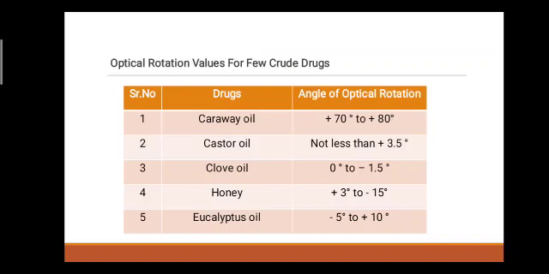Optical rotation values for a few good drugs. First drug, caraway oil, angle of optical rotation plus 70 degrees to plus 80 degrees. Second, castor oil, not less than plus 3.5 degrees. Third, clove oil, 0 degrees to minus 1.5 degrees. Fourth, honey, plus 3 degrees to minus 15 degrees. Fifth, eucalyptus oil, minus 5 degrees to plus 10 degrees.